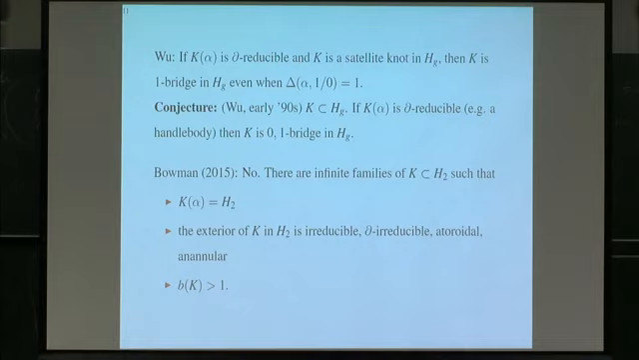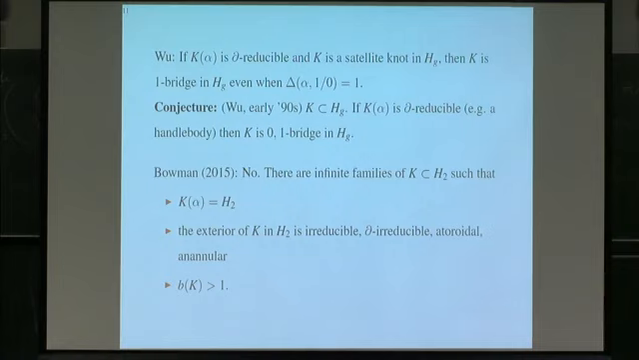So actually in 2013, not 2015, Sean Bowman gave counterexamples to that. He gave examples of infinite families of knots in a genus 2 handlebody that were hyperbolic knots and that admitted non-trivial Dehn surgeries that gave you the genus 2 handlebody back again. And so they're hyperbolic, so that means their exteriors are irreducible, boundary irreducible, atoroidal, and anannular, and most importantly, the bridge number was bigger than 1.